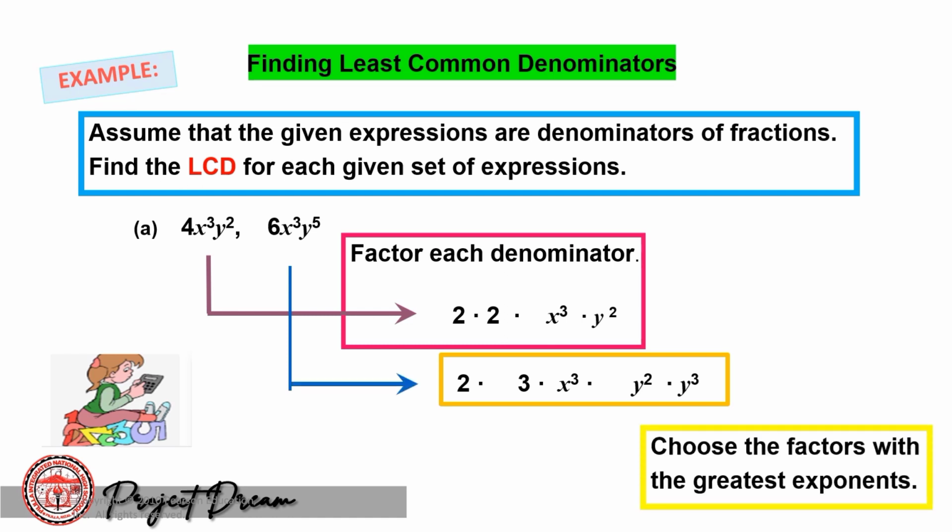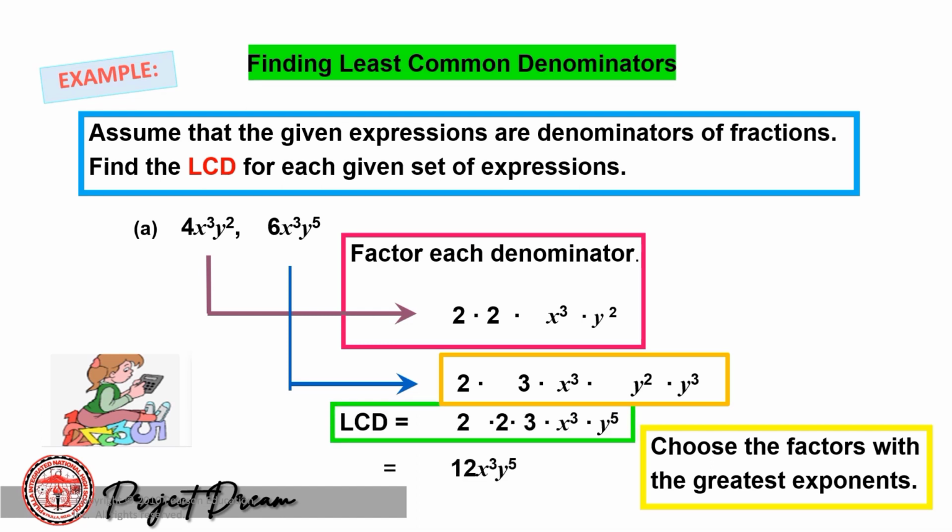Choose the factors with the greatest exponents, and the LCD is 2 times 2 times 3 times x cubed times y to the 5th. Multiplying the numerical coefficients, we have 2 times 2 times 3 is 12. And copying the exponents and the variables, we have x cubed and y to the 5th.